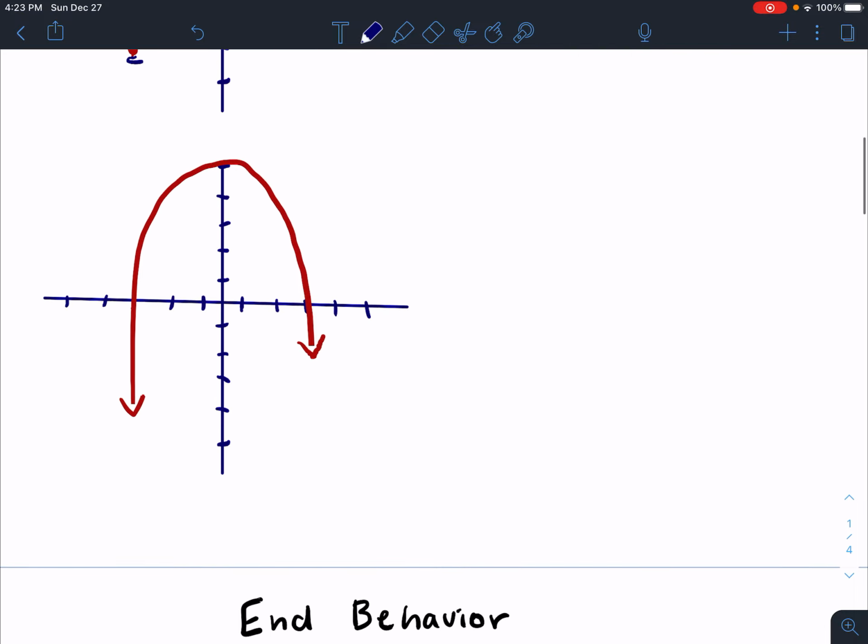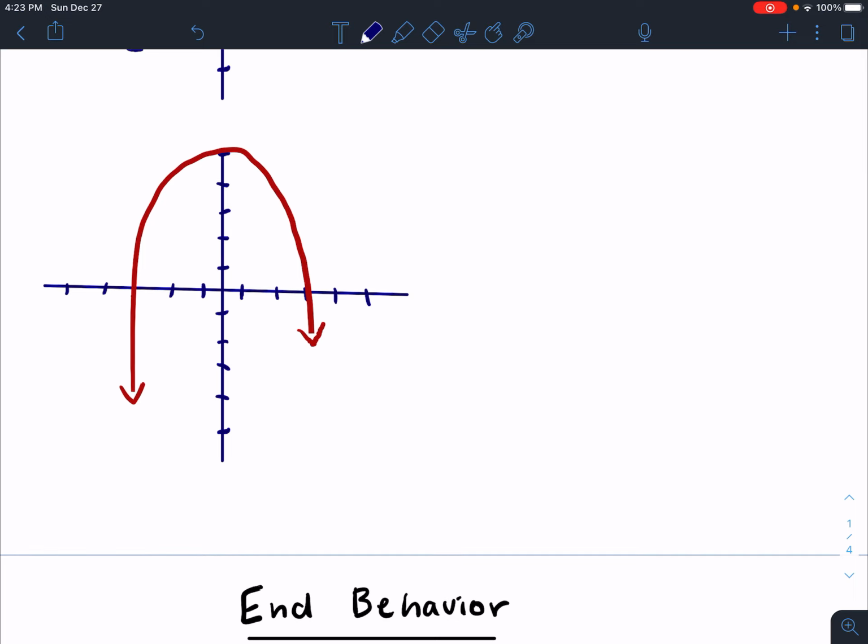Now for this graph, there isn't any closed point. It just keeps going. It keeps going to infinity. So for the domain, it would be -infinity to +infinity, because on the left side of the graph, the x values just keep going to -infinity, and on the right side they just keep going to +infinity.